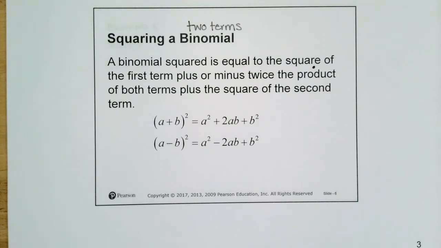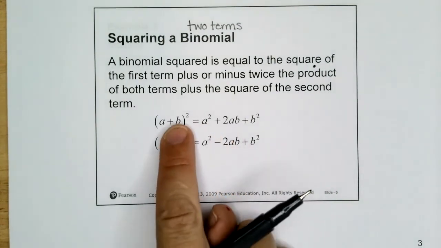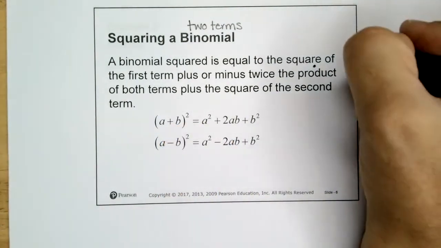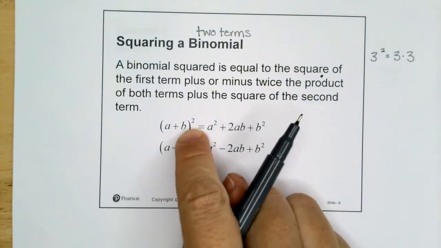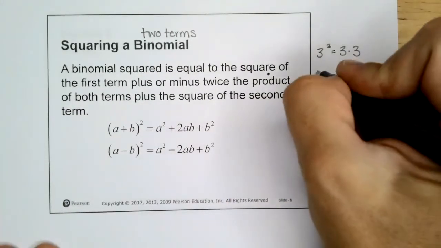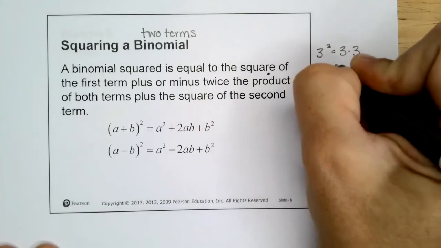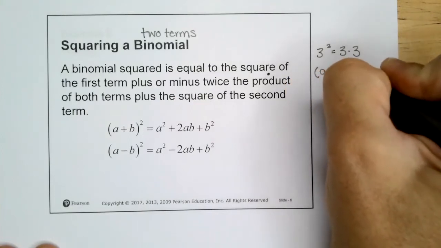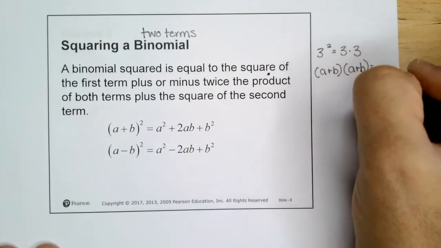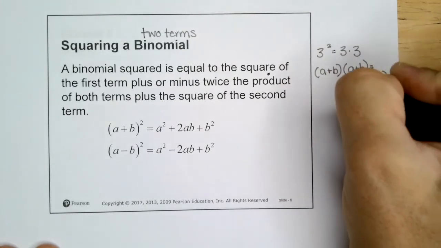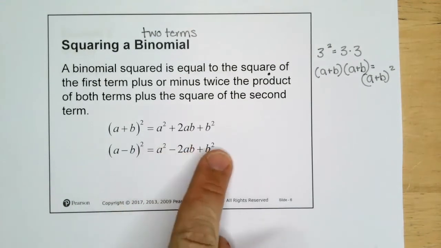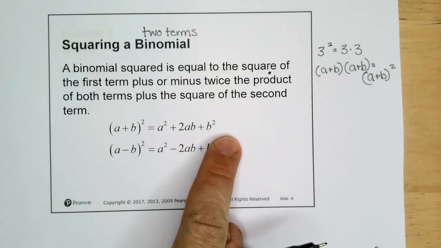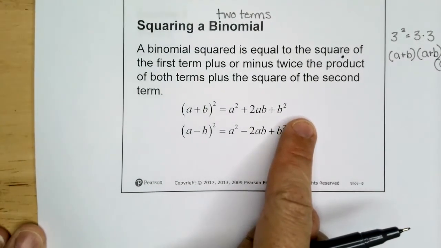So the exponent tells you how many times to multiply something by itself, right? Just like 3 squared is 3 times 3. So a plus b in parentheses squared means a plus b, a plus b. That is a plus b squared. Okay? That's what they want you to understand. And this isn't mysterious. If we were to FOIL it out, you would see that that's what it looks like.